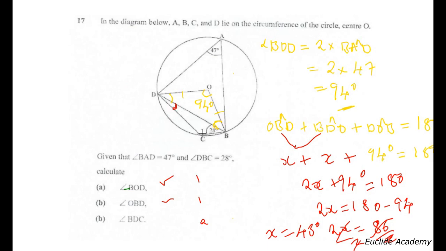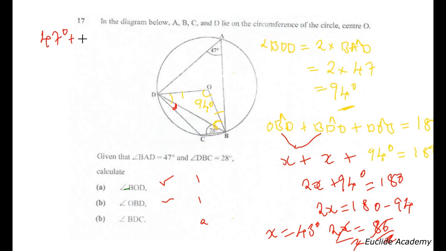If we find this one, which is on C, which we don't know, it will help us to find the angle right here. So how do we find the angle C? We can use the theorem which states that the opposite angles of a cyclic quadrilateral add up to 180 degrees. So if you add 47 plus this one, it gives you 180 degrees.